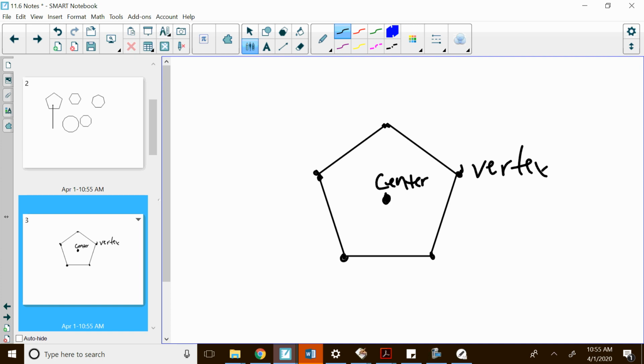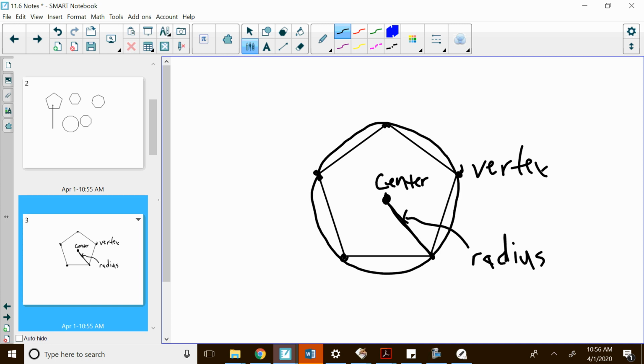Here's a couple things you don't know. If you draw a line from the center to a vertex, this is actually called a radius of the polygon. It would be the same as drawing the radius of a circle that had all these vertices on the circle. So it would be the same line. But the radius of the pentagon goes from the center to a vertex.